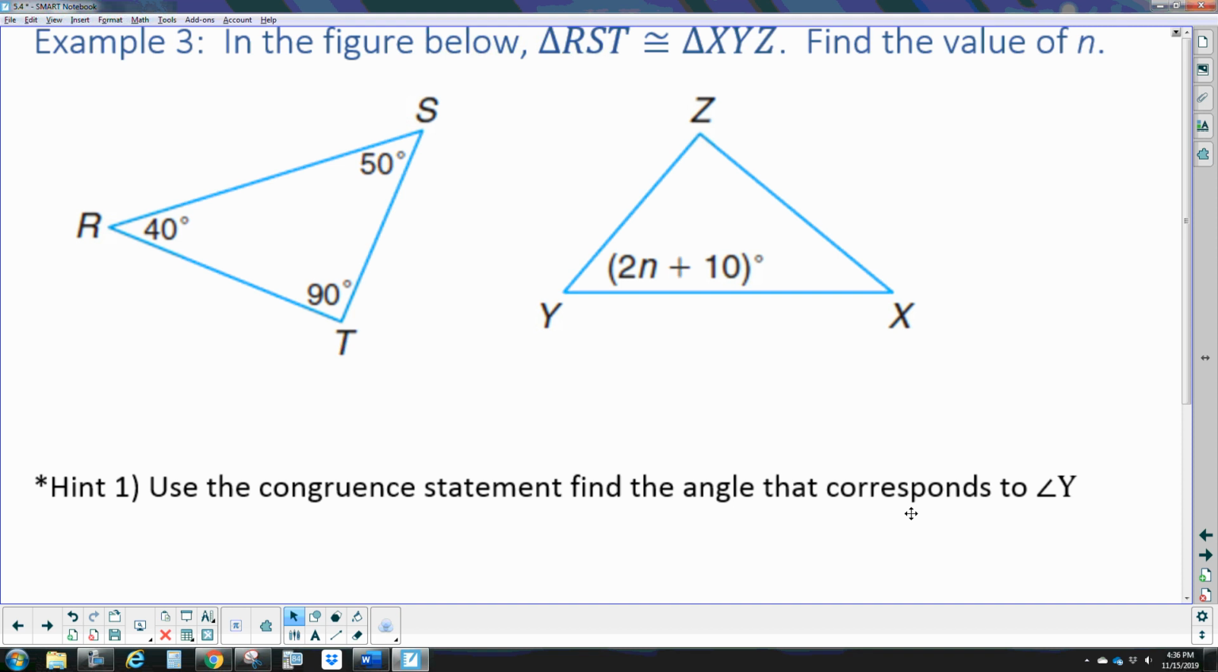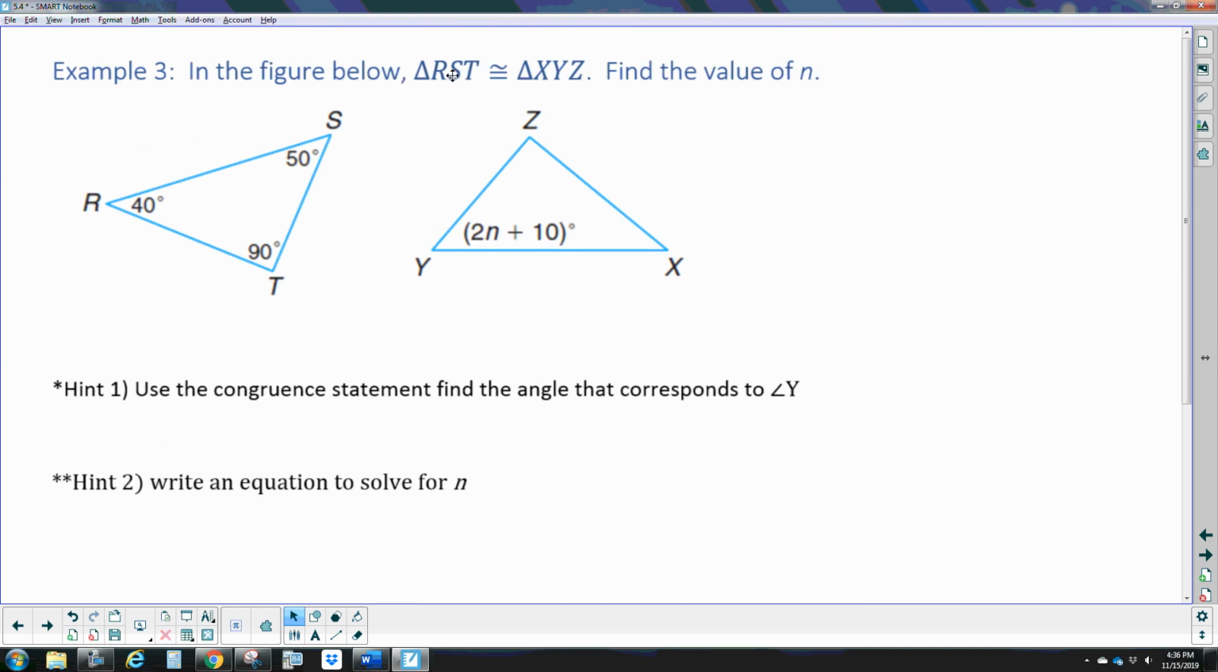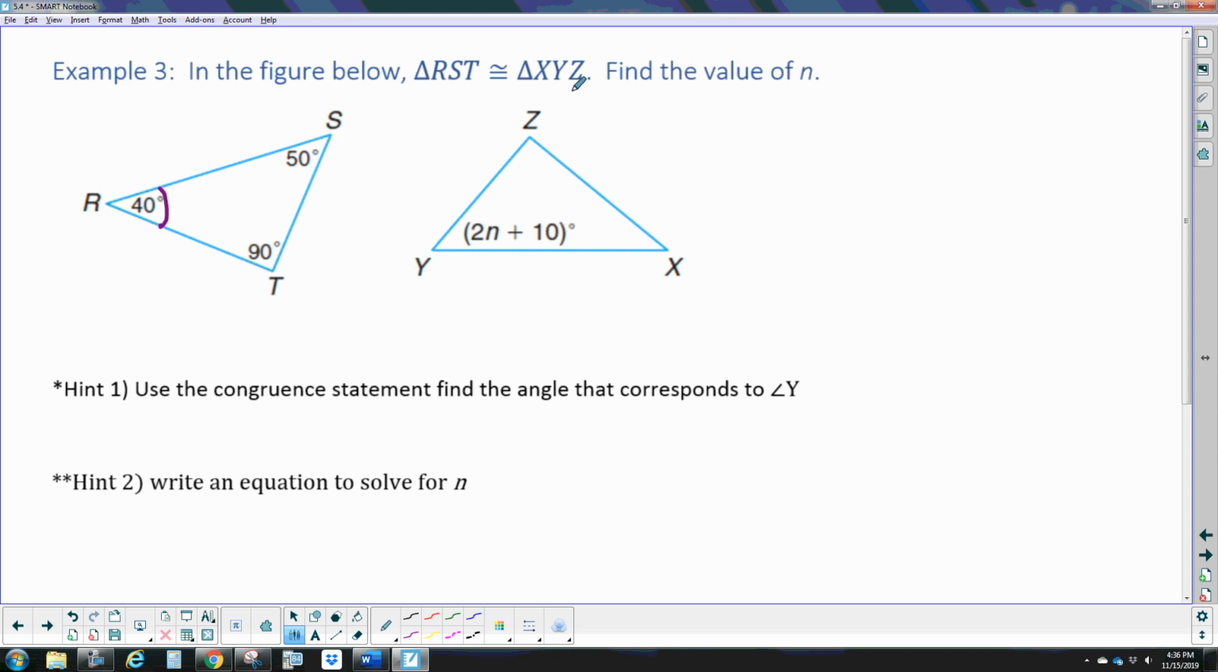Okay, and then let's look at the last example. In this example, it says that RST is congruent to XYZ. First thing I'm going to do here is go around and mark my angles congruent. Okay, so R is congruent to X, Y is congruent to S, and Z is congruent to T. And this is 90 degrees. So Z, I'm just going to go ahead and mark that 90 degrees.